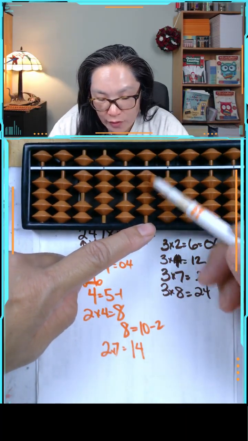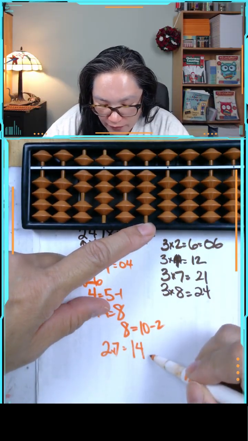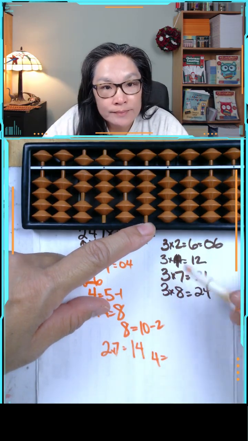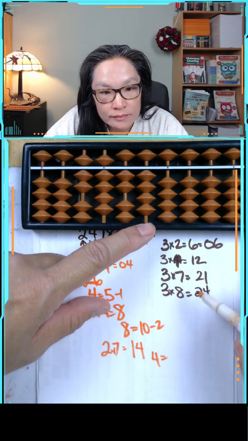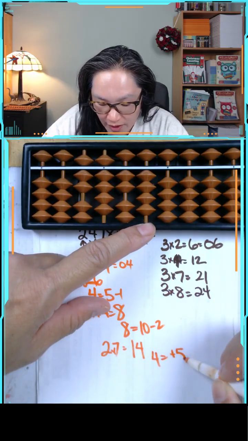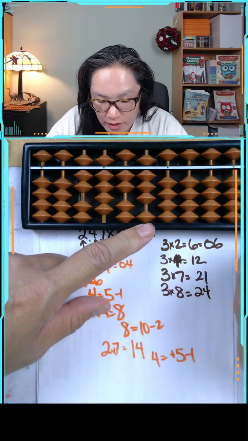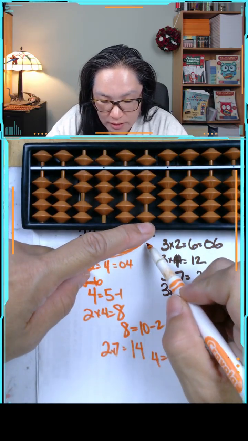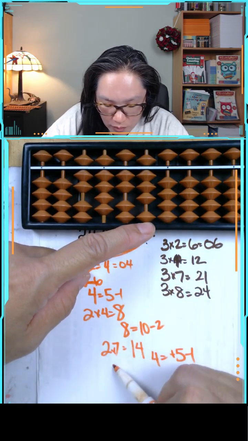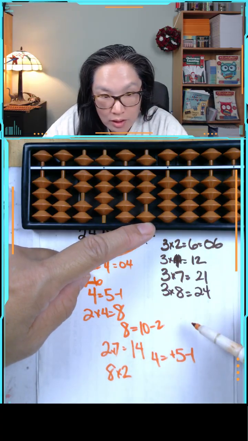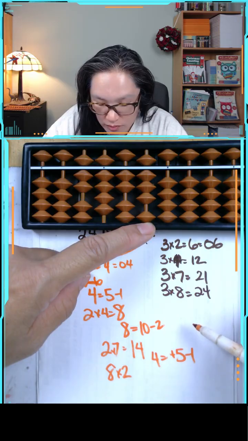We cannot add the 4 here. What do we do? Plus 4 is equal to plus the 5 minus 1. Plus the 5 minus the 1. Good. And then our next one is 8 times 2. What is 8 times 2? Oh yeah, good.